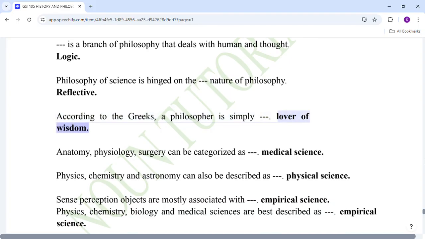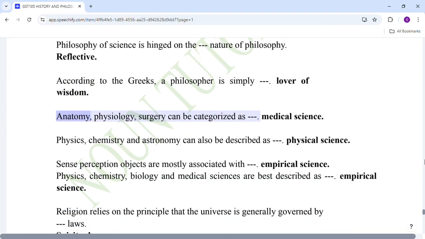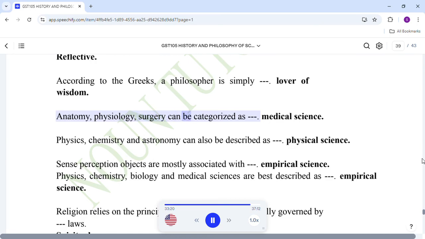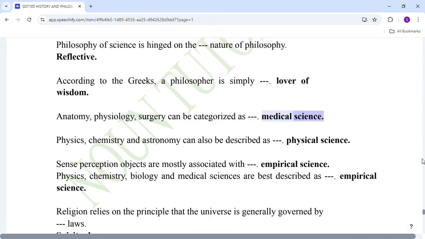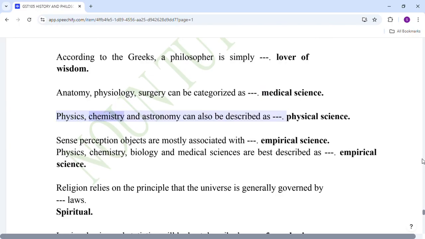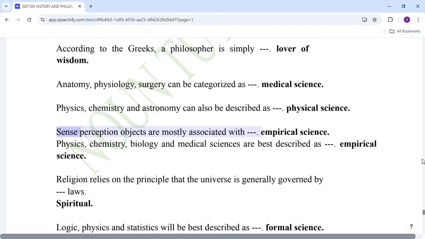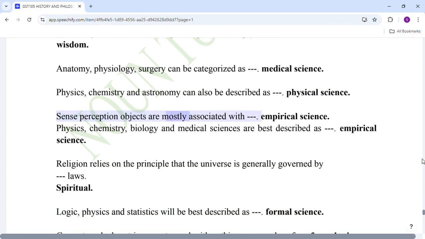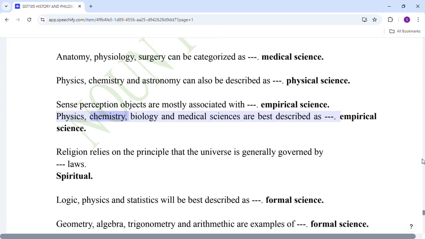Lover of wisdom. Anatomy, physiology, surgery can be categorized as dash dash. Medical science. Physics, chemistry, and astronomy can also be described as dash dash. Physical science. Sense perception objects are mostly associated with dash dash. Empirical science. Physics, chemistry, biology, and medical sciences are best described as dash dash.